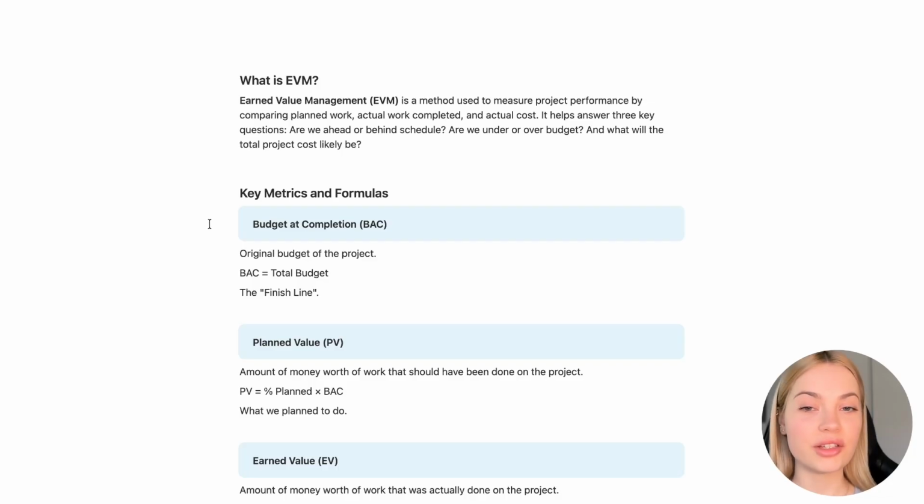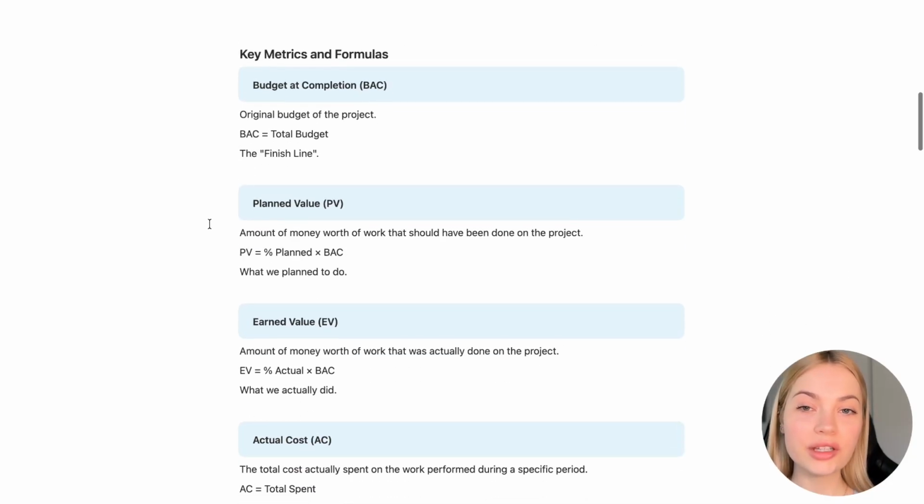We have key metrics and formulas. The first one is budget at completion. It's the original budget of the cost. The formula is BAC equals total budget. It's the finish line. Then planned value is the amount of money worth of work that should have been done on the project. It is what we plan to do. The formula is planned value equals percentage of planned work times BAC.